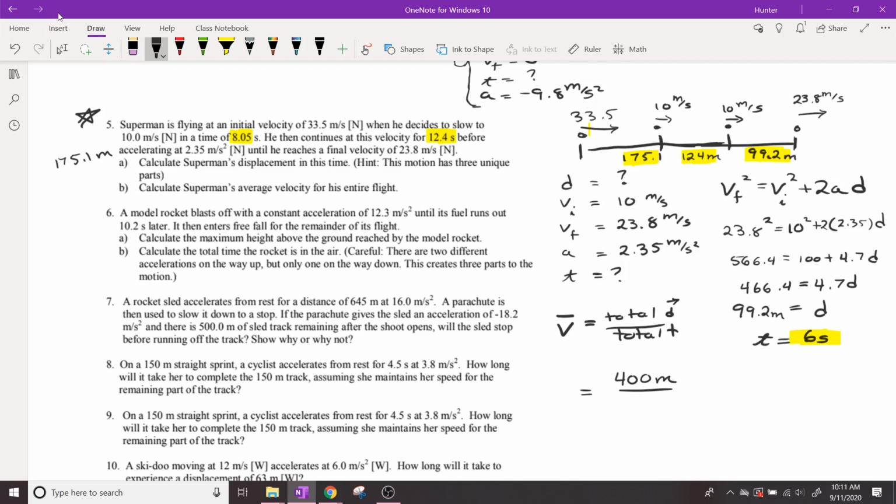There's three times. There's one time, 8.05 seconds. There's 12.4 seconds, and then we calculated 6 seconds. So we're going to have to add those three together. 8.05 plus 12.4 plus 6, 26.45. 26.5, whatever. So total distance over total time will give us our average velocity, and that's 400 divided by 26.5, 15.1 meters per second. Average velocity, about 15.